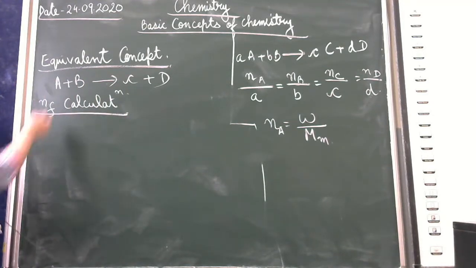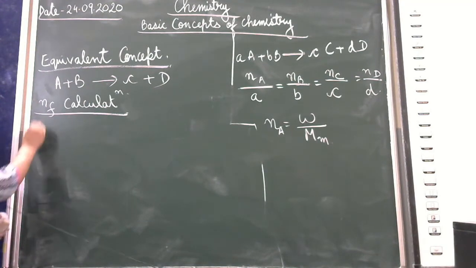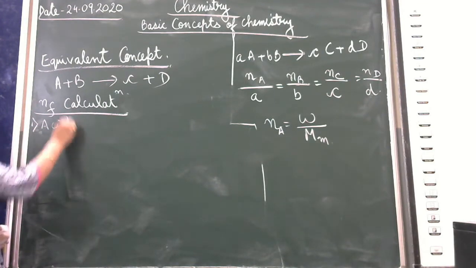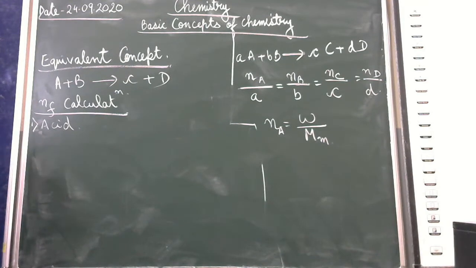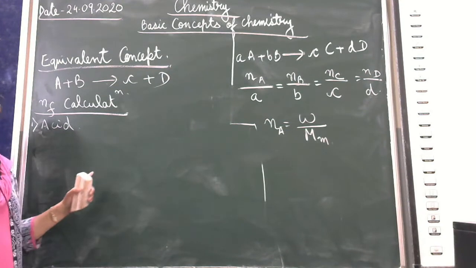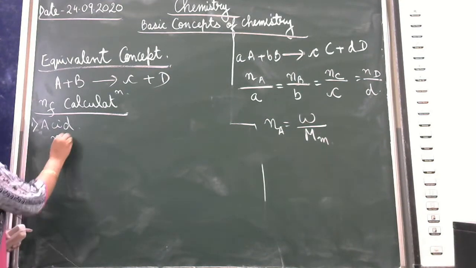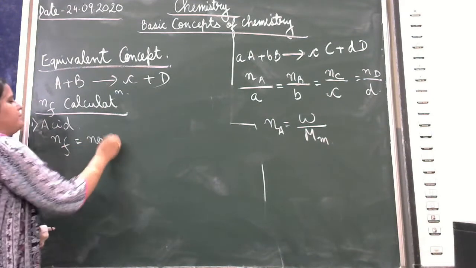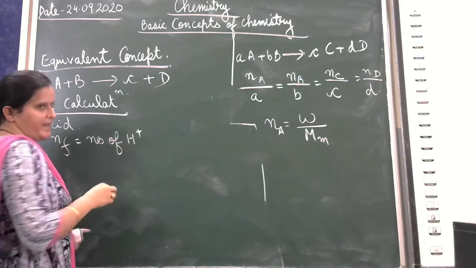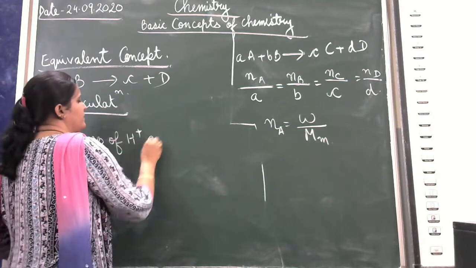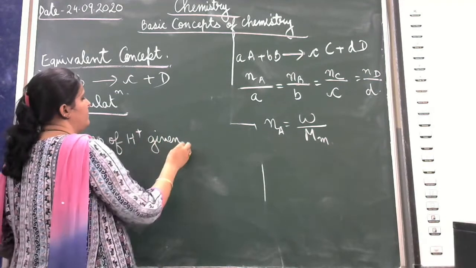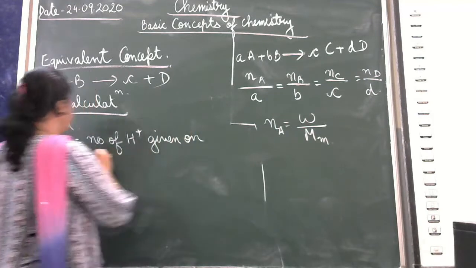See, suppose the particular compound or substance, whatever, is given to you that is an acid. Okay, number one, if it is an acid. Now, for acid, n factor will be the number of H plus ions which it gives on dissociation. Okay, for acid, what am I saying? How will you calculate the n factor? Number of H plus ions given on dissociation.